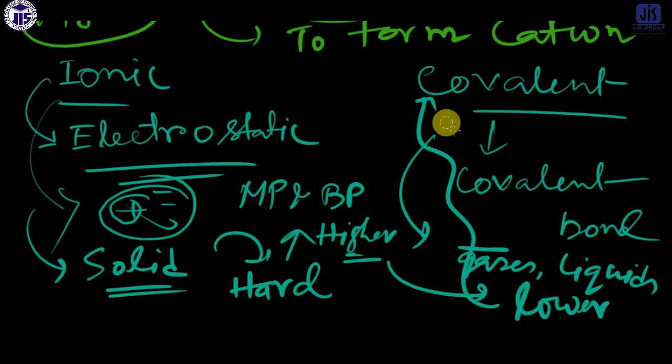So this is all about ionic compounds, ionic bond, covalent compounds, covalent bond, etc. In the next class we will discuss hybridization, that means sp2, sp3, how we can predict it, and what is hydrogen bonding and related topics.